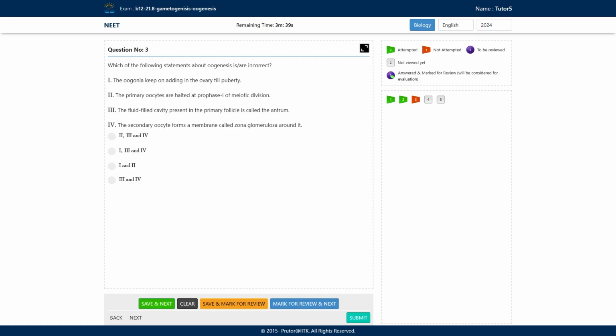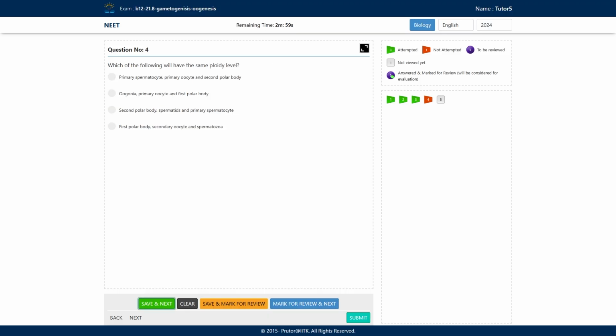At puberty, only the primary oocyte will complete its first meiotic division, but no more oogonia will be formed. Next, primary oocytes are halted at prophase 1 of meiosis. This is true. They are arrested in prophase 1 of meiosis 1 and complete their meiosis 1 division when the female attains puberty. Third, the fluid-filled cavity in the primary follicle is called antrum. This is also wrong, because antrum is a characteristic feature of the tertiary follicle, not the primary follicle. And fourth, the secondary oocyte forms a membrane called zona glomerulosa. This is also wrong, because the secondary oocyte forms a membrane known as the zona pellucida. Answer will be option number B.